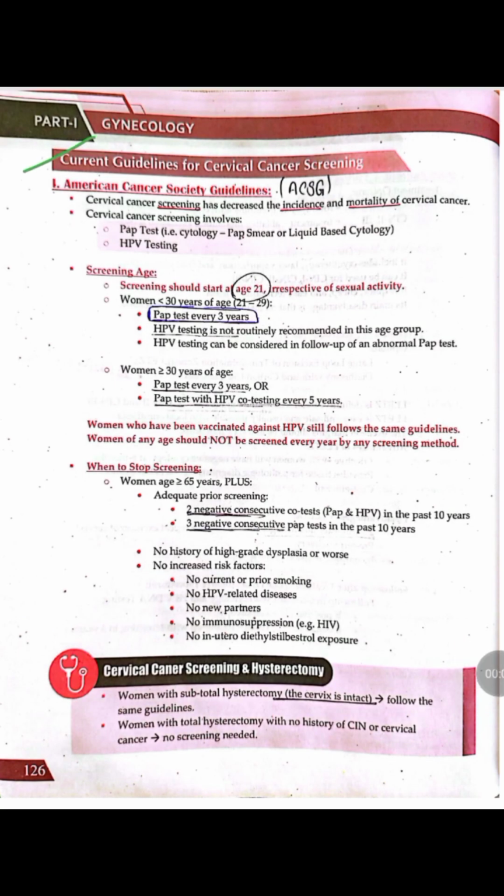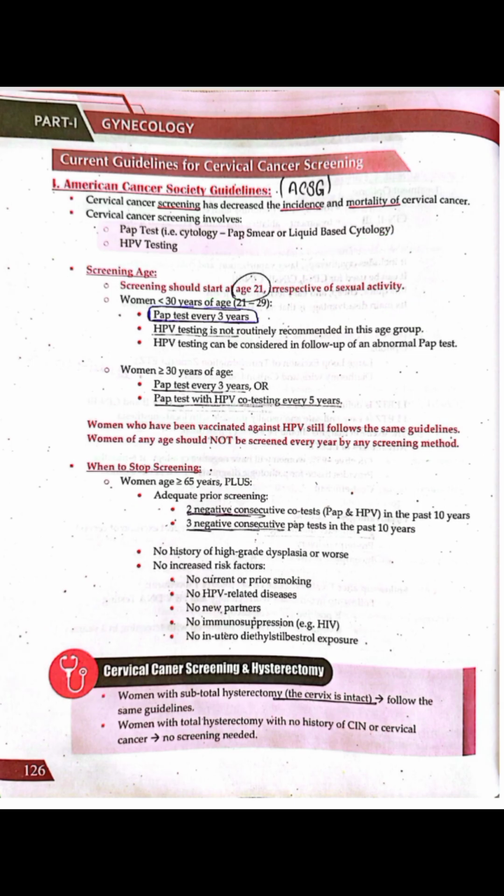Next are the current guidelines for cervical cancer screening. First one is the American Cancer Society guidelines. According to these guidelines, cervical cancer screening has decreased the incidence and the mortality of cervical cancer. The cervical cancer screening involves cytology, that is the pap smear or the liquid-based cytology, and the human papilloma virus DNA testing. The screening should be started at the age of 21, irrespective of sexual activity.